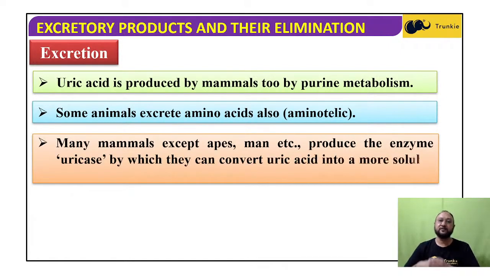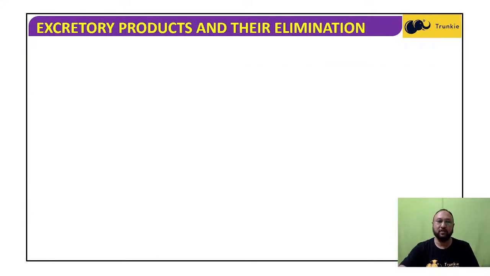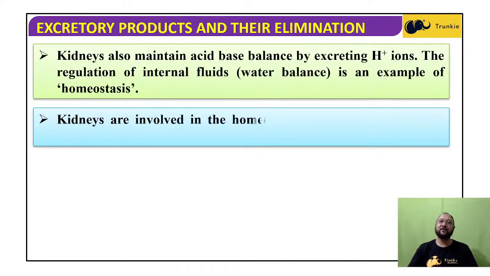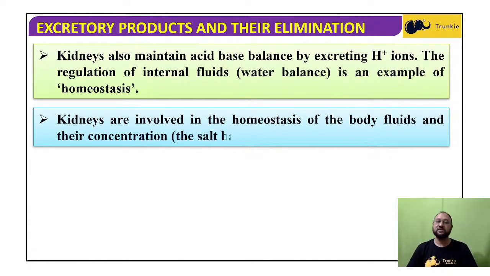Many mammals except apes, man, etc. produce the enzyme uricase, by which they can convert uric acid into more soluble allantoin. So, unlike apes and man, most mammals have this enzyme, which helps in converting uric acid into more soluble allantoin. So this is a unique feature in primates, in higher mammals, where the absence of a special enzyme, uricase, means uric acid is not converted into the more soluble form. Kidney also maintains acid base balance by excreting H plus ions.